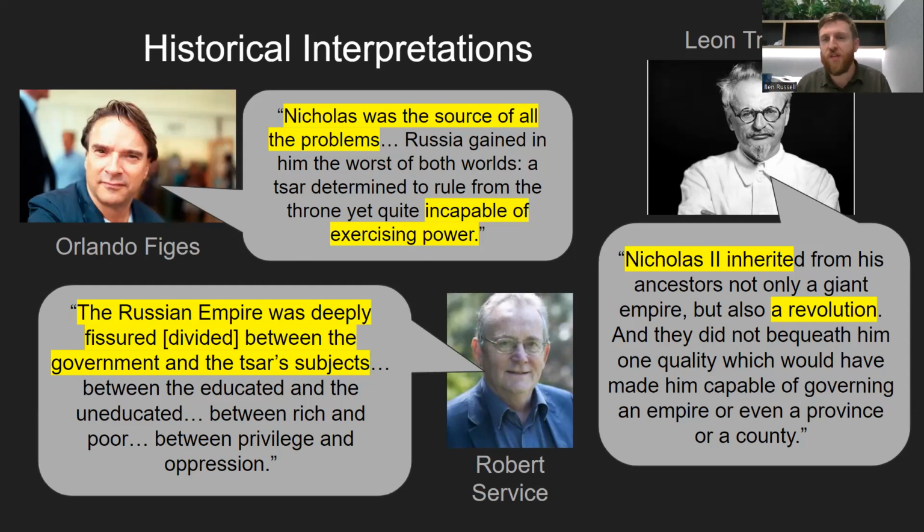He says, Nicholas II inherited from his ancestors not only a giant empire, but also a revolution. And they did not bequeath him one quality which would have made him capable of governing an empire or even a province or a county. Ouch. Leon Trotsky straight away saying that Nicholas is completely unfit to rule, not just an entire empire, but even a small county.